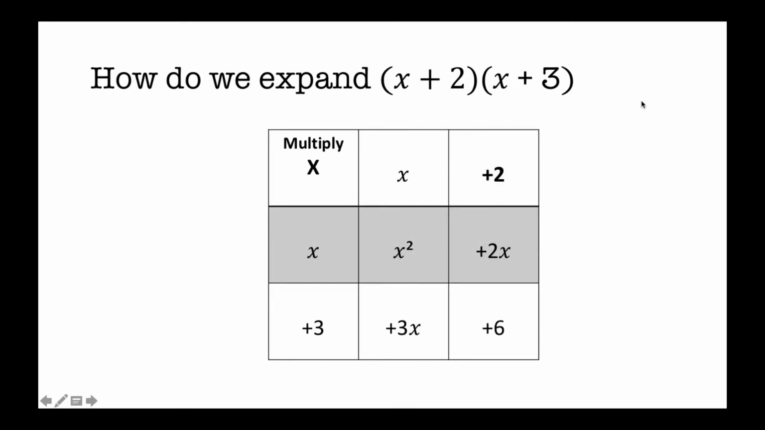There are two ways we could do this. We could do it in a grid. We write x plus 2 in here, and x plus 3 down here, and we multiply across. x times x is x squared, x times 2 is 2x, x times 3 is 3x, and 3 times 2 is 6. Then we write it out and simplify as we go. So x squared plus 5x plus 6 would be our expanded version.